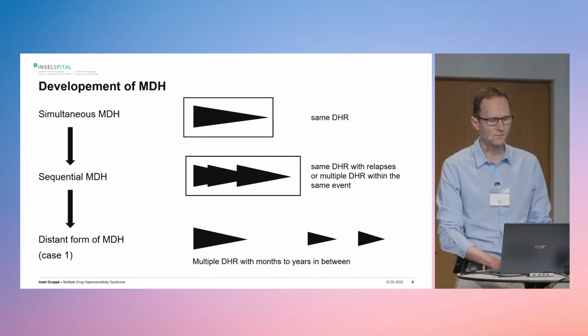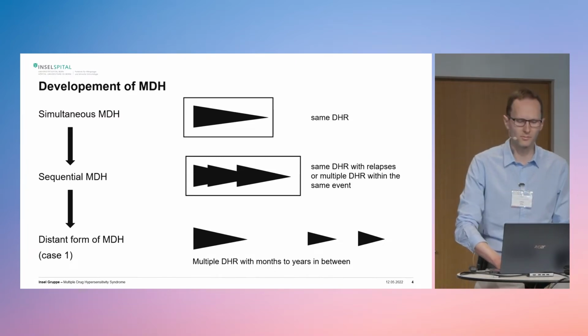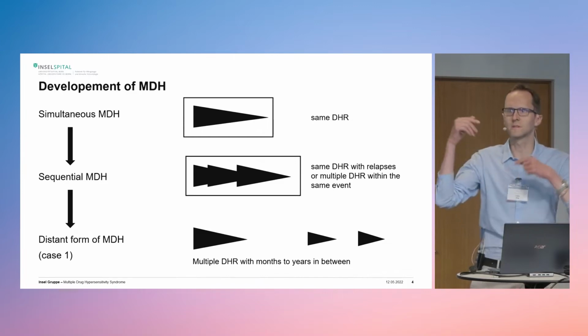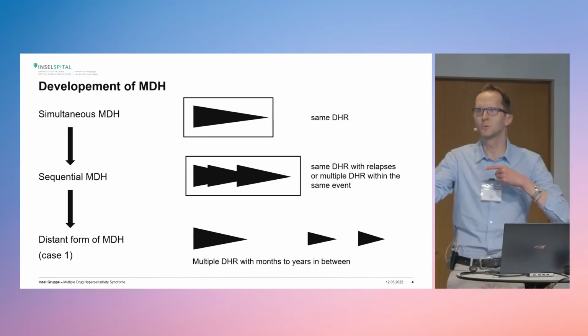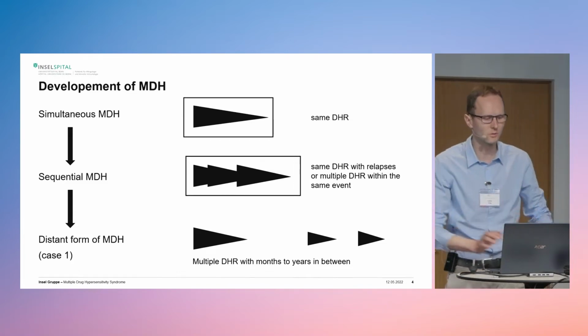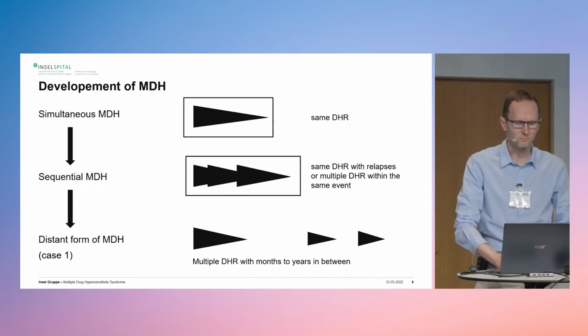Then you have a sequential form. This is really often. You have a severe drug hypersensitivity to one drug at the beginning, and then in hospitals, doctors always change the drugs. There are new drugs, others are stopped. Then new antibiotics are introduced, and then the patient makes flare-up reactions and develops a sensitization also to multiple drugs.